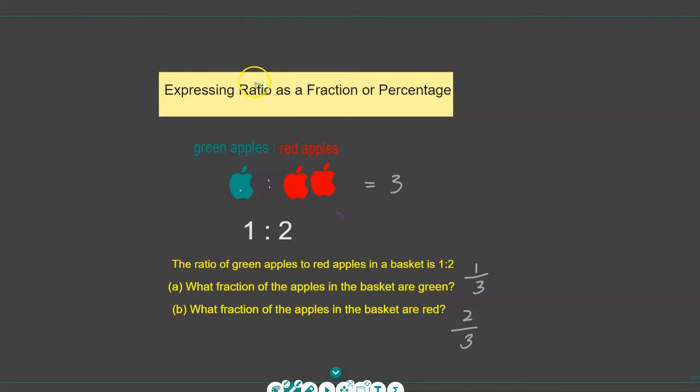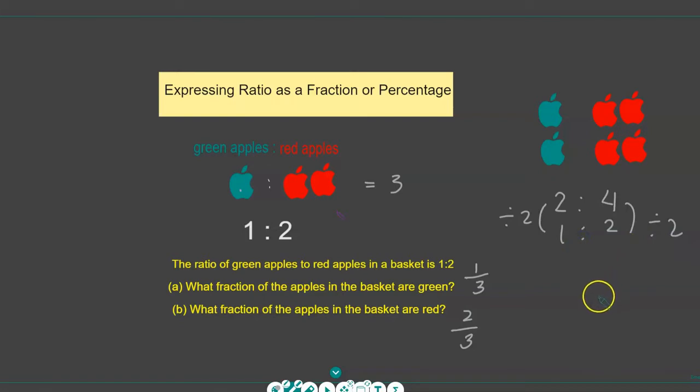The ratio 1 to 2 doesn't always mean that you can only have one green apple to two red apples. You can also have more than that. So if you have 1 to 2, you can have another lot of 1 to 2. So now you have 2 green apples to 4 red apples. You can simplify that because you can divide both by 2. So 2 divided by 2 is 1, and 4 divided by 2 is 2. So the ratio is still 1 to 2.